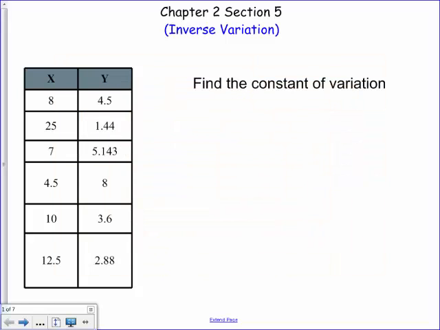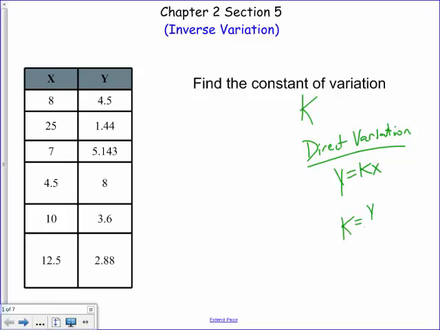All right, so we looked at direct variation the other day. So now we're looking the opposite way and looking at inverse variation. So right off the bat, it says find the constant of variation. Remember, that's k. And for direct variation, our equation, if you remember, was y equals kx. And how did we solve for that k again? That's right, we divided the y divided by the x. So let's see if I can do that here.